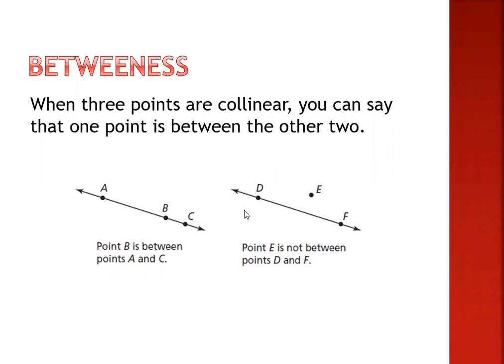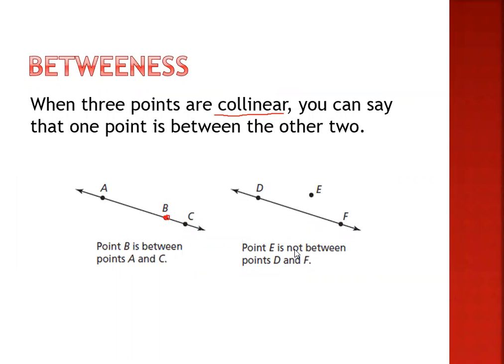In this part, let me show you what betweenness is. When 3 points are collinear, what is the meaning of the word collinear, grade 9? On the same line. Yes, they lie on the same line. You can say that one point is between the other two. Look at the point B in this question. The points A, B and C all lie on the same line. They are collinear. So we can say that point B is between points A and C. Okay?